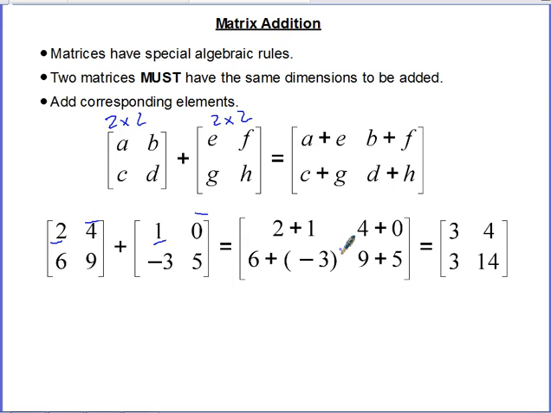If you have two matrices that are not the same size, so if you had, let's say, a 2 by 2 plus a 2 by 3, that would be undefined. They're not the same size, they can't be added together, so the answer that you would write is undefined.